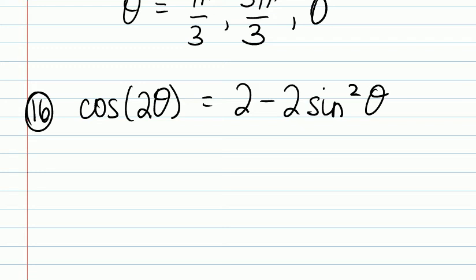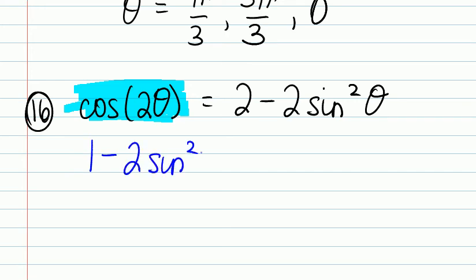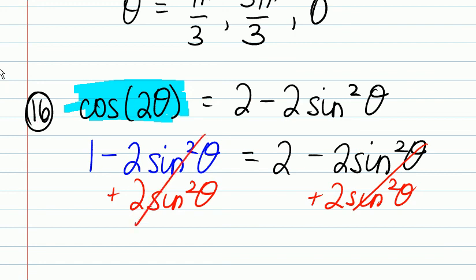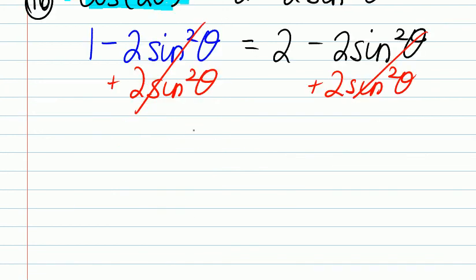So instead, we're going to go to our double angle identities, remembering that cosine of 2 theta is the same thing as 1 minus 2 sine squared theta. So that will be the left, and the right will stay 2 minus 2 sine squared theta. Now when you go to solve this, try to get all the sine squareds together. You end up with 1 equals 2. 1 equals 2 is a false statement. Therefore, we have no solution.